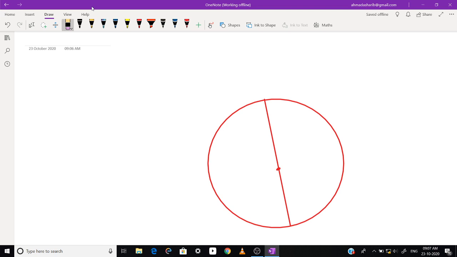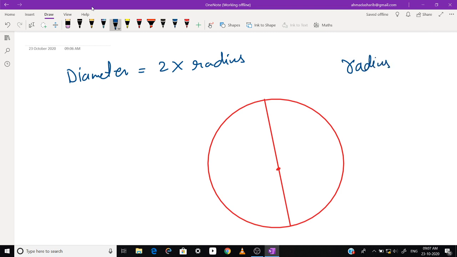Fine. So this line is called the diameter. And do you know that the diameter of a circle is 2 times the radius? For example, if the radius of a circle is 5 centimeter, then diameter will be double. Double of 5 is 10, so diameter will be 10. If radius is, let's say, 15 centimeter, then diameter will be 30 centimeter.